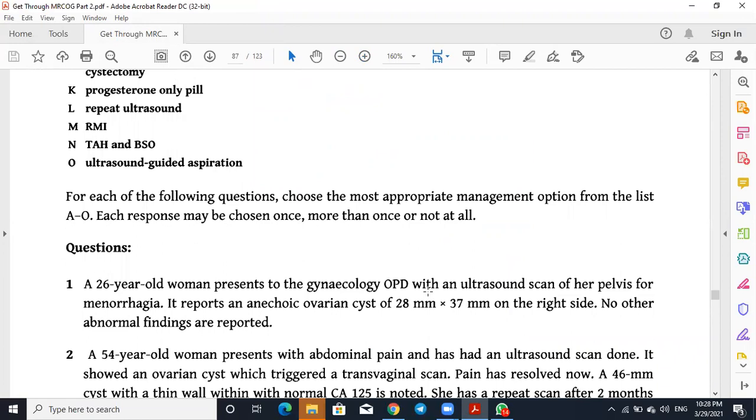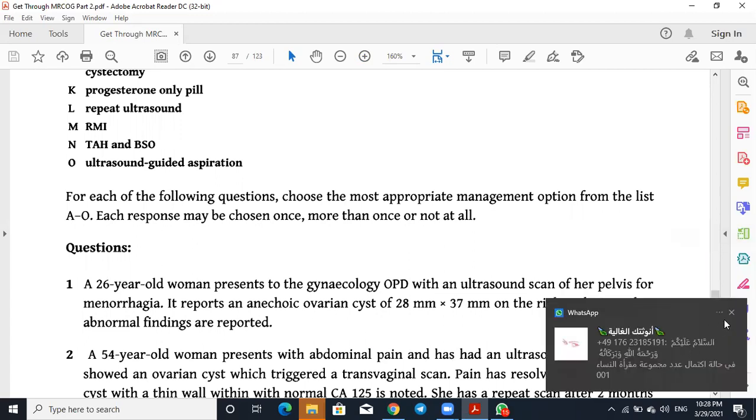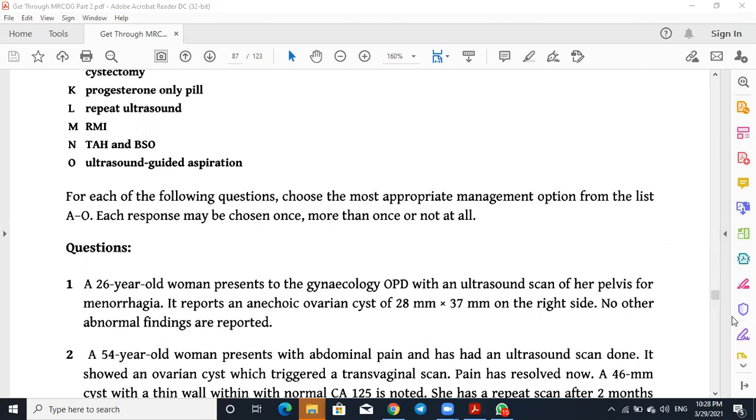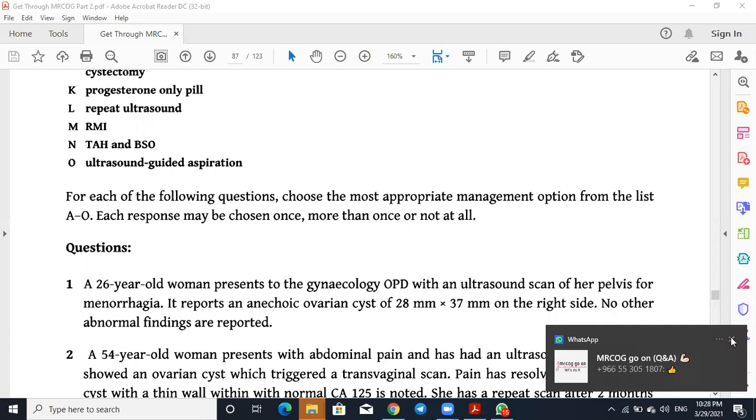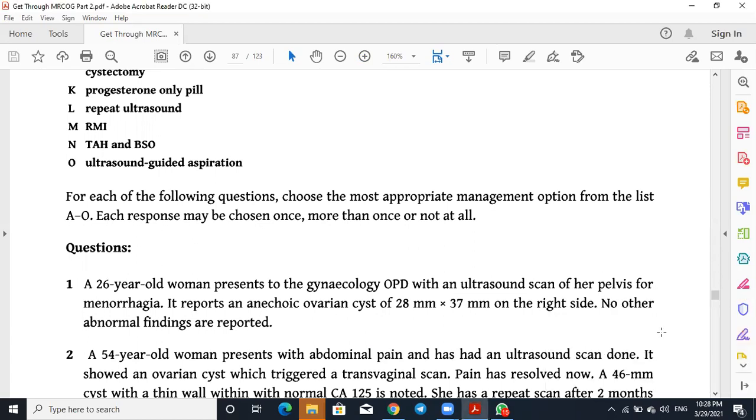Okay. Question number 1. A 26-year-old woman presents to the gynecology outpatient department with an ultrasound scan of her pelvis for menorrhagia. It reports an anechoic ovarian cyst, 28 mm by 37 mm on the right side. No other abnormal findings are reported. At 26 years, this one is less than 5 centimeters. Mostly it should be physiological, because she is a young patient, 26, and anechoic, less than 5 centimeters.